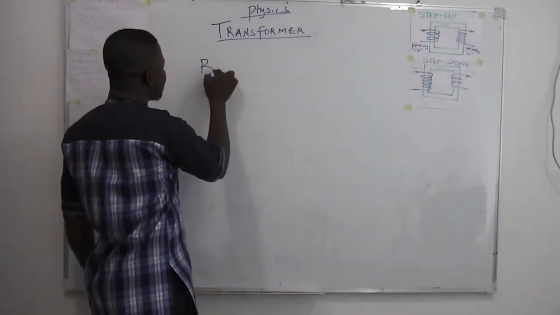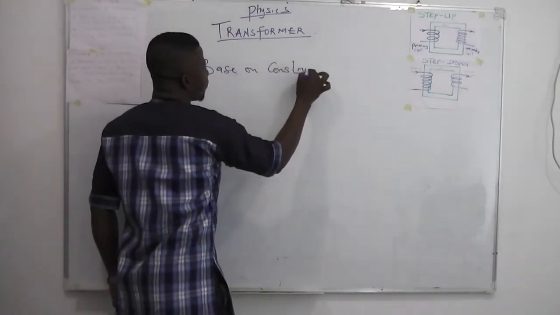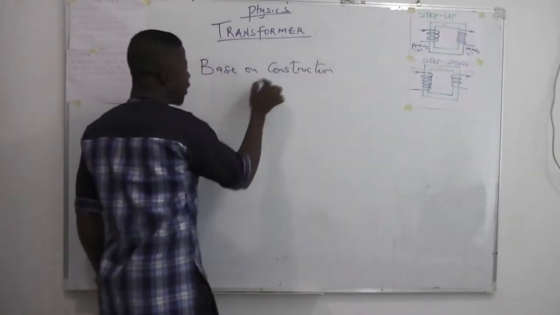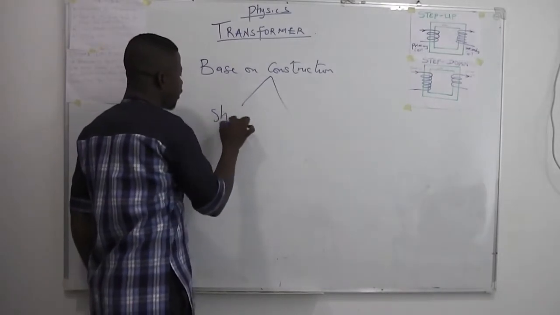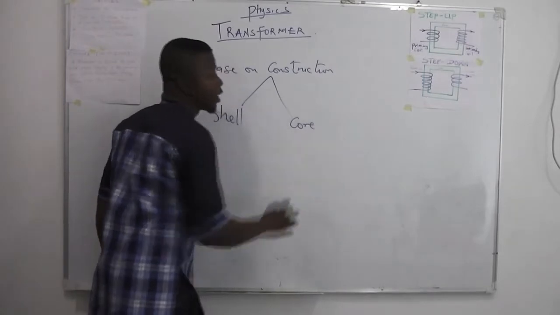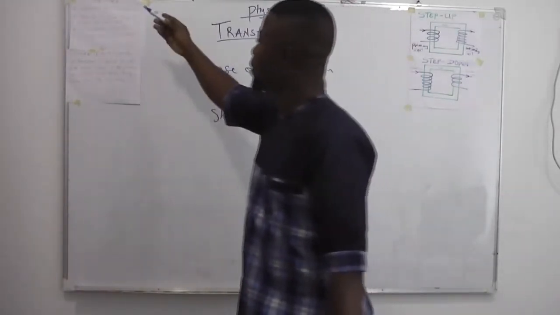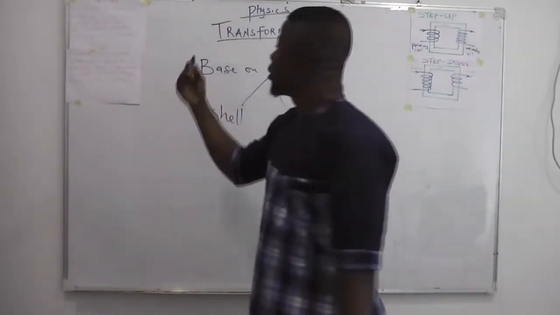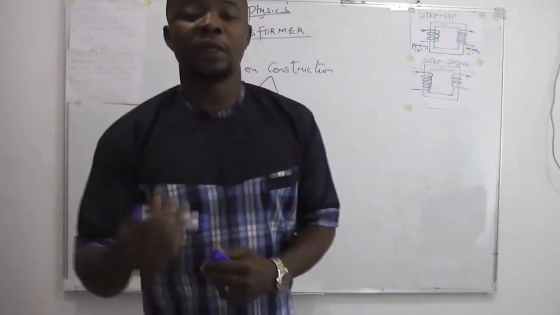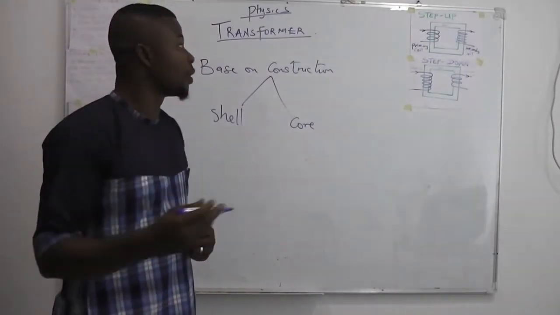Now based on construction, we have the shell type and the core type transformer. But actually we are going to talk about the types based on purpose. Based on purpose, we have two types, that is the step up transformer and the step down transformer.